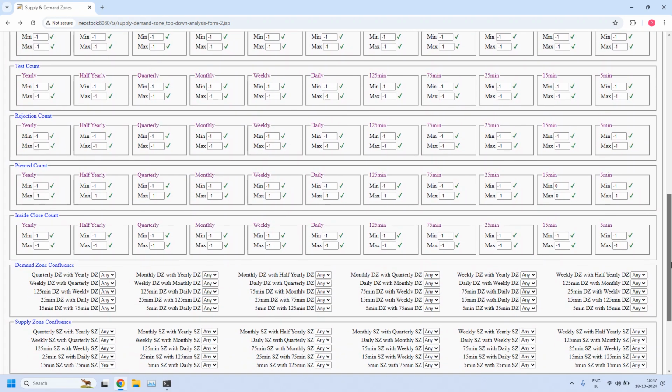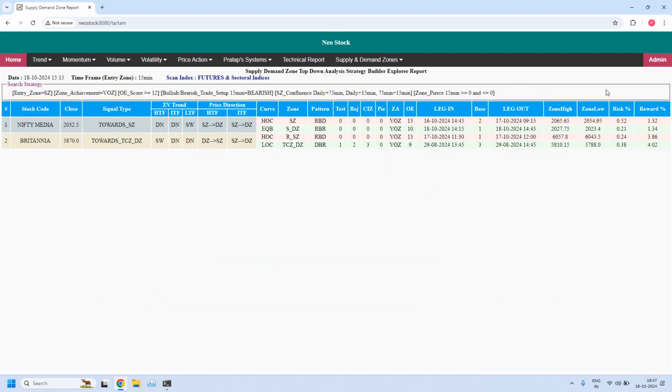Already one filter is enabled, 15-minute supply zone with 75-minute supply zone. Next, two more filters: 15-minute supply zone with daily supply zone confluence, and 75-minute supply zone with daily supply zone confluence. With all the three filters, LTF, ITF, HTF confluence, we got two stocks. One is indices, we can ignore, and the second one, Britannia, is sideways in HTF trend. So I am not looking for EMA confluence. Okay, this is the bearish trade setup for daily income trade.